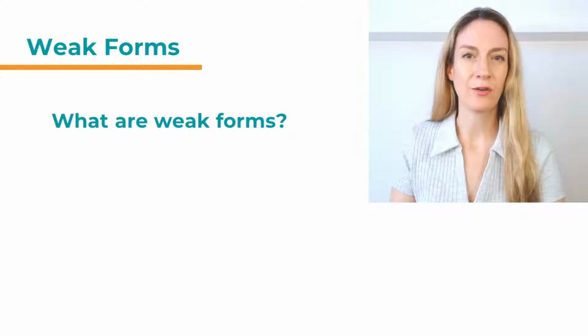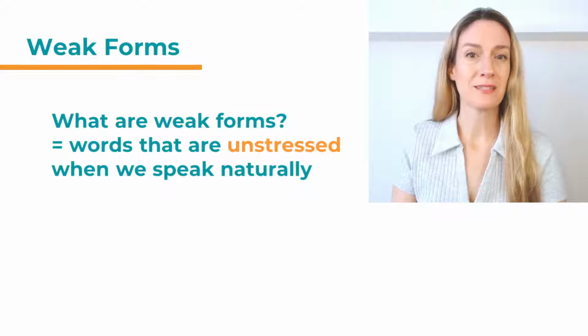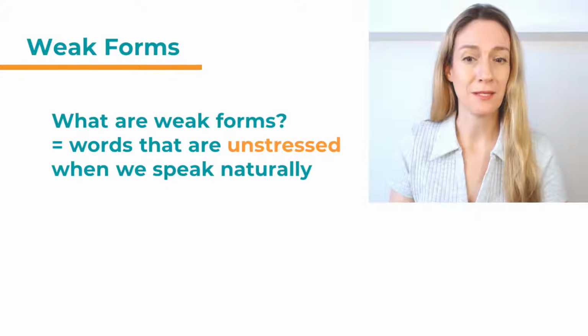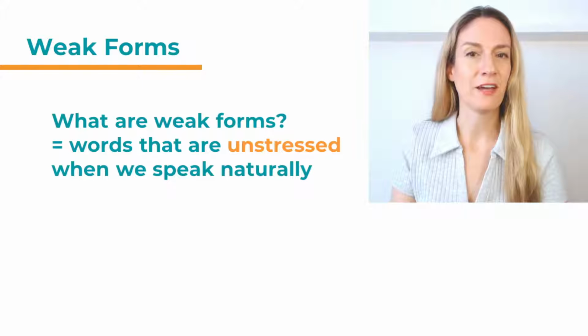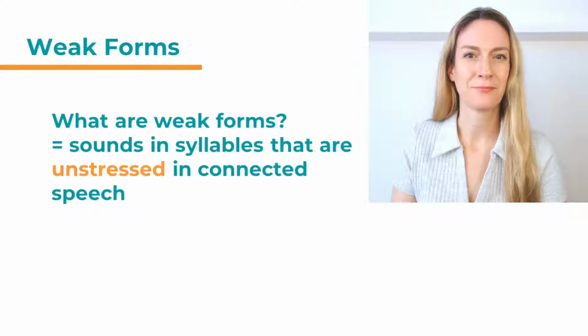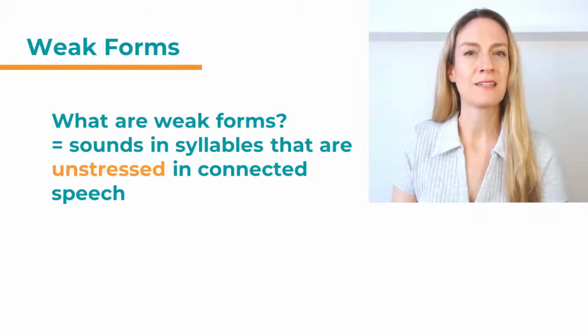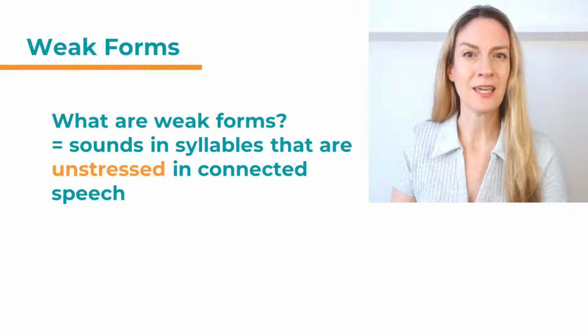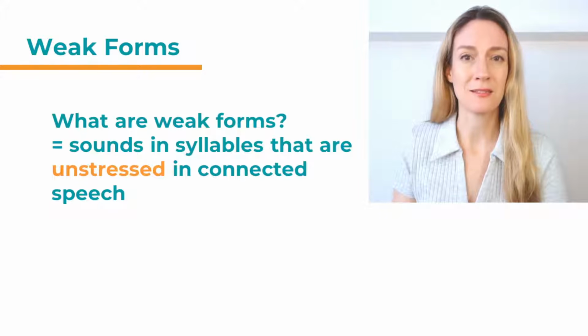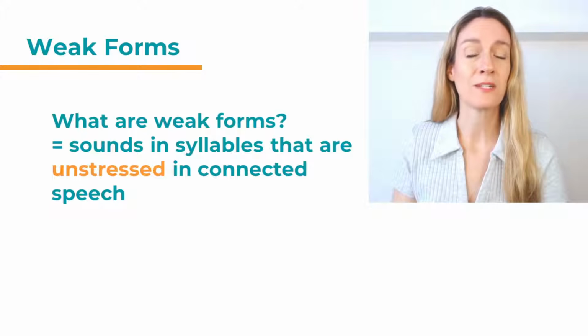Today we want to have a look at weak forms. What are weak forms? Now, weak forms can be defined as words that are unstressed when we speak naturally. This is a very simple definition. To be a little bit more specific, weak forms are really sounds in syllables that are unstressed. And we call this usually connected speech. Connected speech is when we speak naturally, at natural speed.